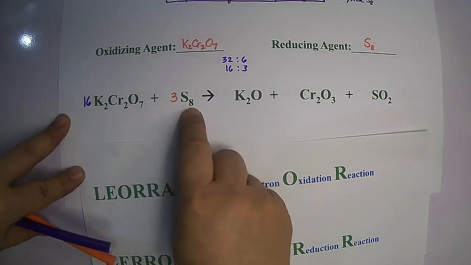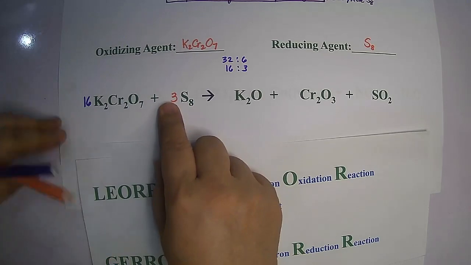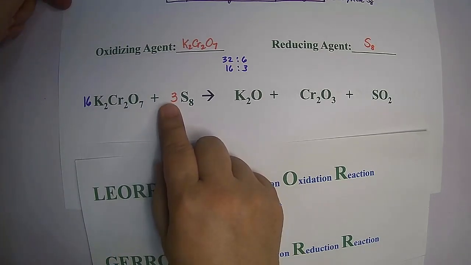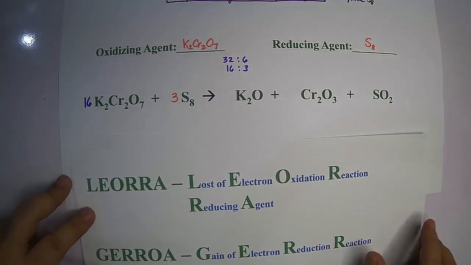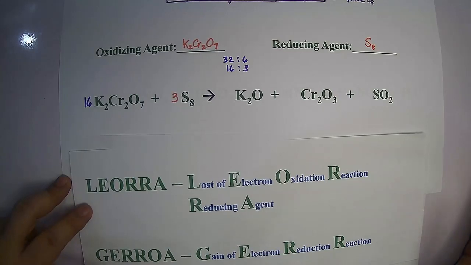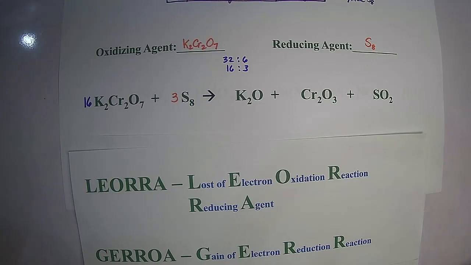Then you have 24, 3 moles, and each atom of sulfur is losing 4 electrons. So you have 8 atoms there. You have 32 times 3. That is why we have to cross multiply.